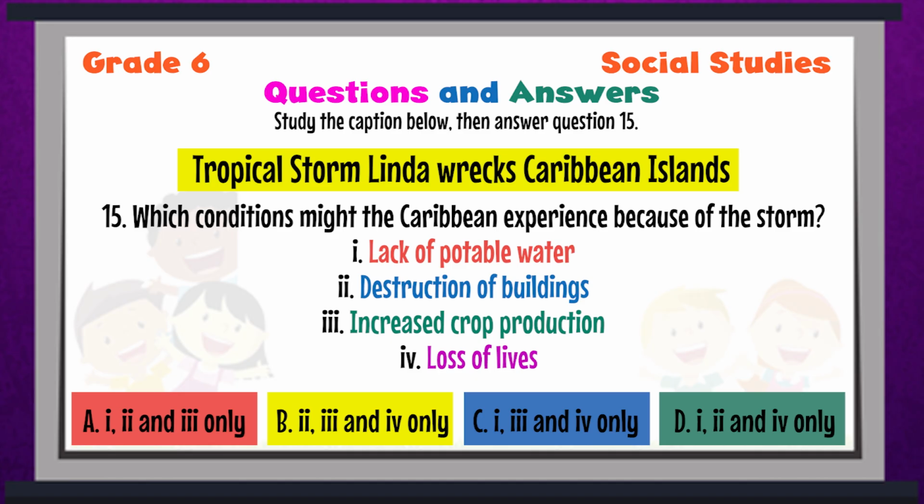At B, there is a combination of 2, 3, and 4. At C, there is a combination of 1, 3, and 4. And D, there is a combination of 1, 2, and 4. Write the letter that you think has the correct answer for question 15.